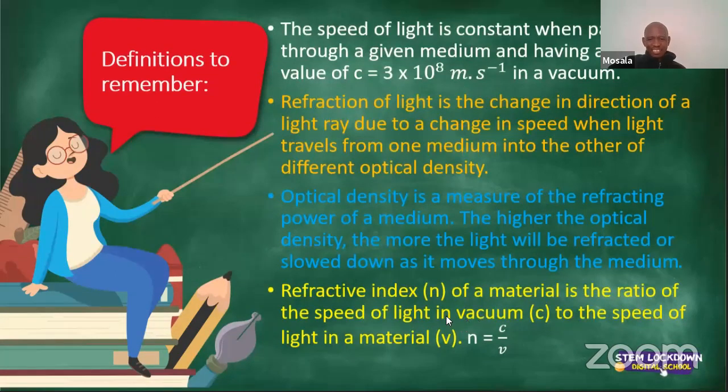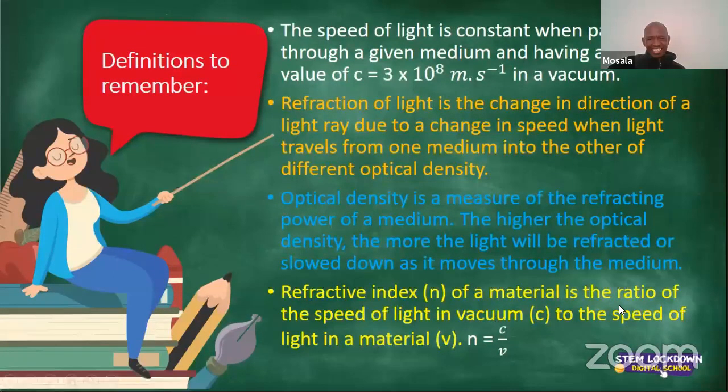The refractive index of a material is the ratio of the speed of light in vacuum to the speed of light in the material. It is given by the letter N. Refractive index is simply C over V, where C is the speed of light in vacuum and V is the speed of light in a material. So it is that ratio.